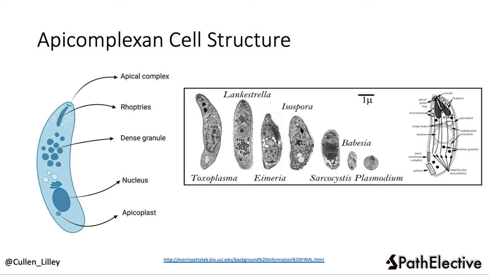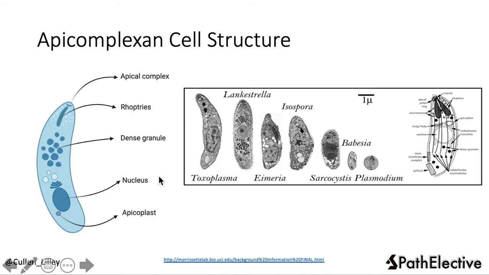Okay, apicomplexan cell structure, very different from normal cells. They actually have this odd structure called an apicoplast. That was derived from a plant plastid. It doesn't go through any photosynthesis, but it's very similar to that cell structure. So you can actually use herbicides sometimes to treat these. This is a target that has been explored for future therapies.